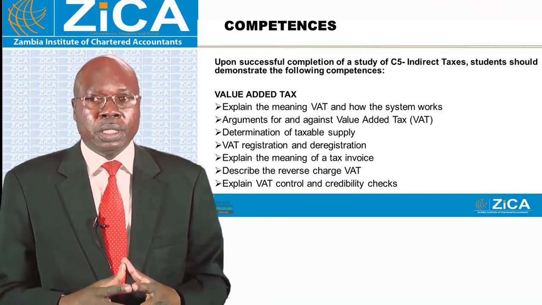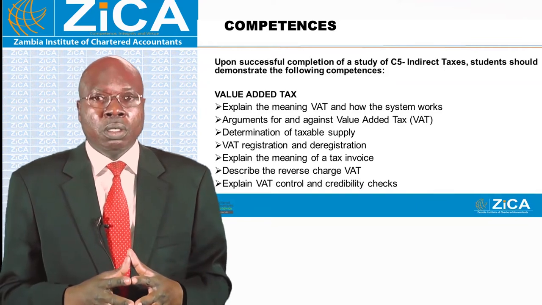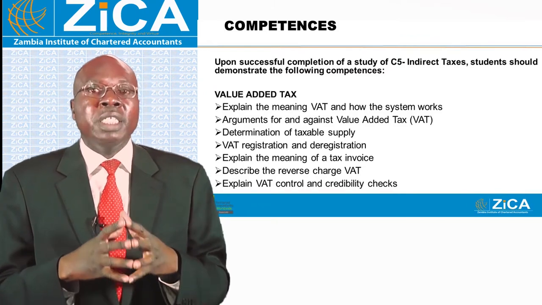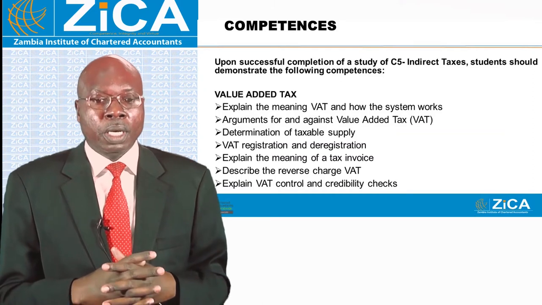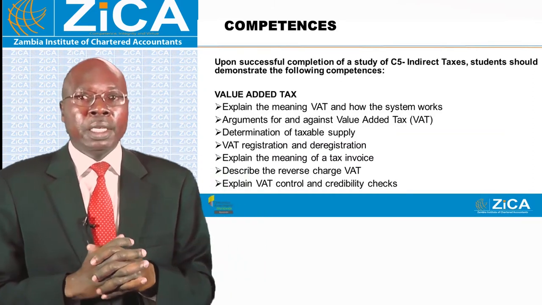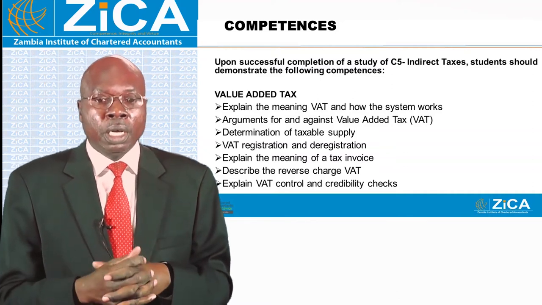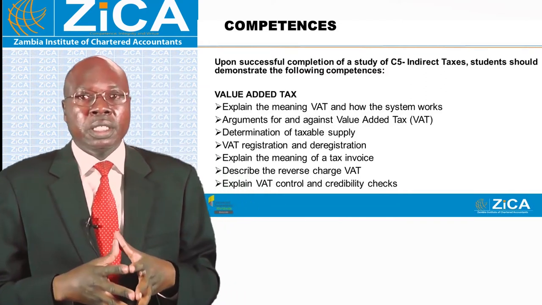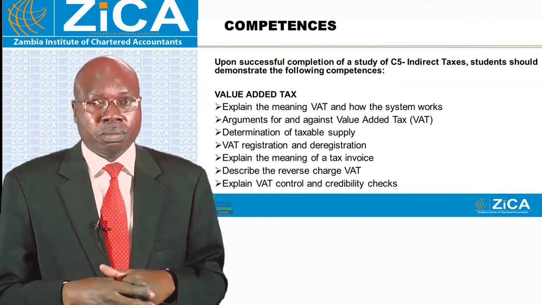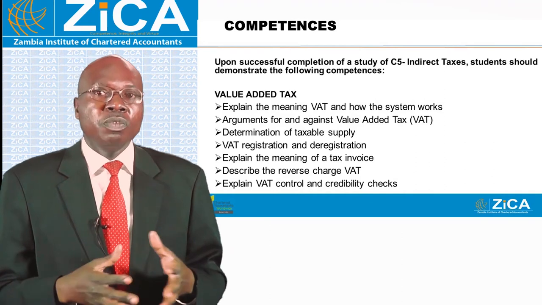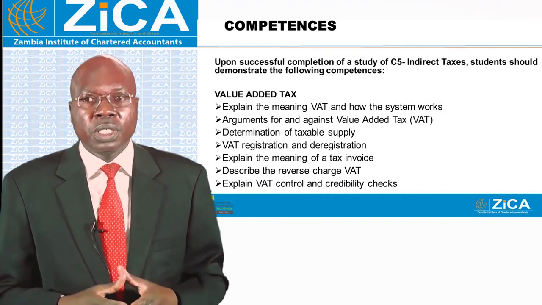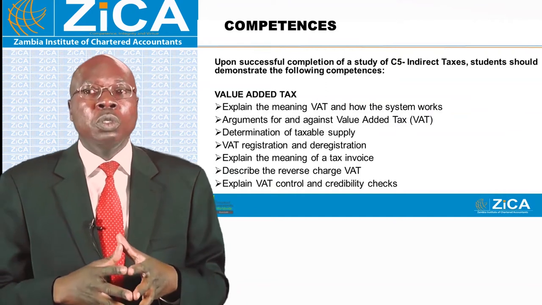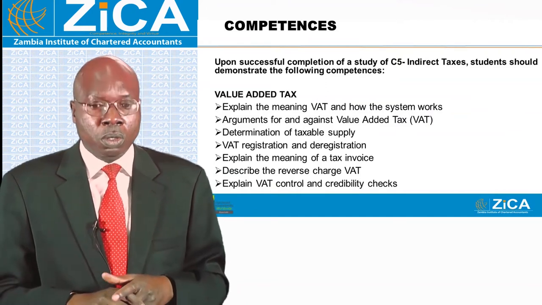So if those records are not in place, then it becomes very difficult for those tax authorities to be able to determine the correct amount of tax that a trader is supposed to pay. And that's why those checks, time and again, are carried out by the ZRA officers. And some of the books which they need to check are the latest audited management accounts. They also check the invoices, purchases invoices, sales invoices, and any other necessary documentation for the purpose of determining the amount of tax that is payable to Zambia Revenue Authority.